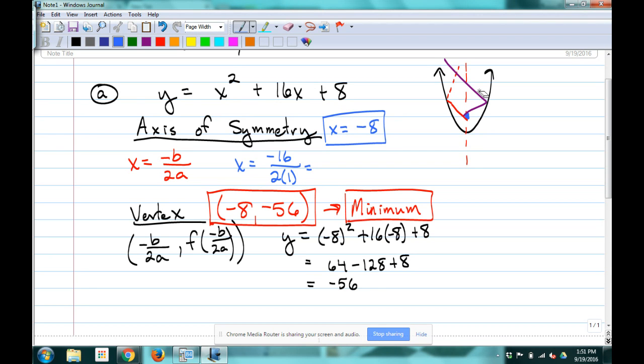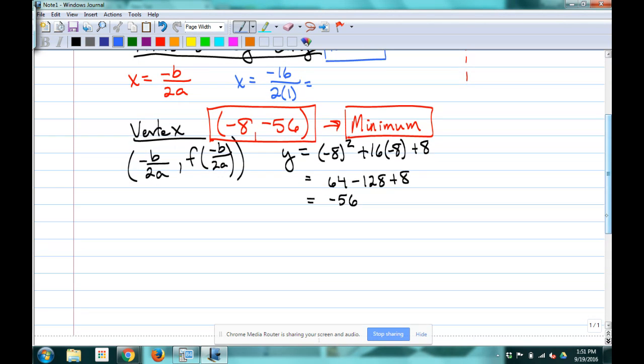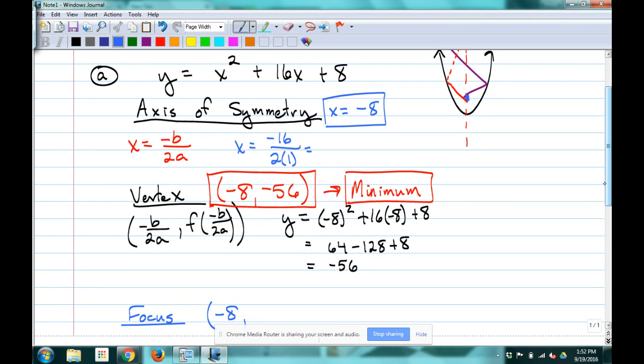So the focus is based off of the vertex, okay? And when you're dealing with a focus, the x value from the vertex doesn't change. So here we've got -8. The y value changes on your focus because if you look at it, the x value of the vertex is this point right here at the bottom. It's the same as the axis of symmetry. The focus is going to be on that same line as the axis of symmetry, so it's not moving left or right. It's just moving up or down.